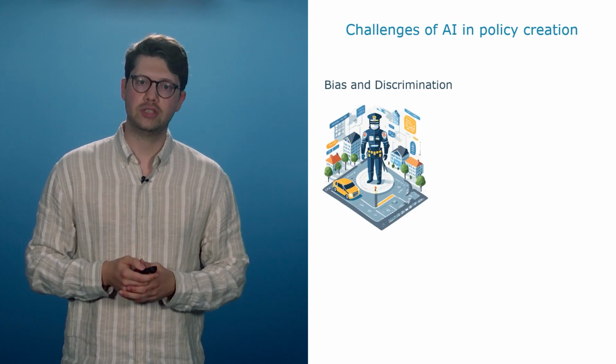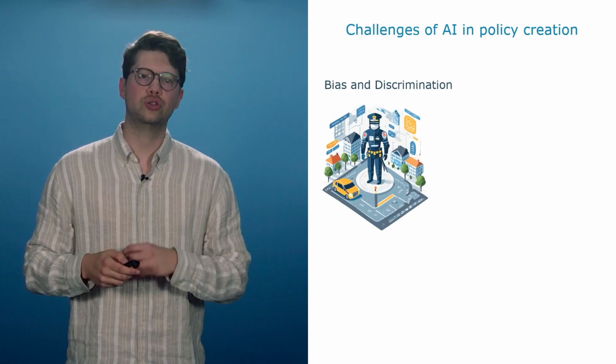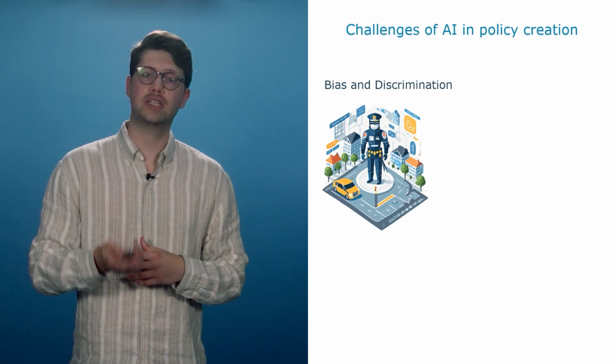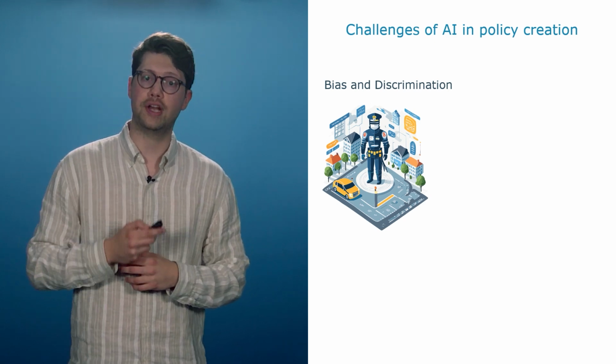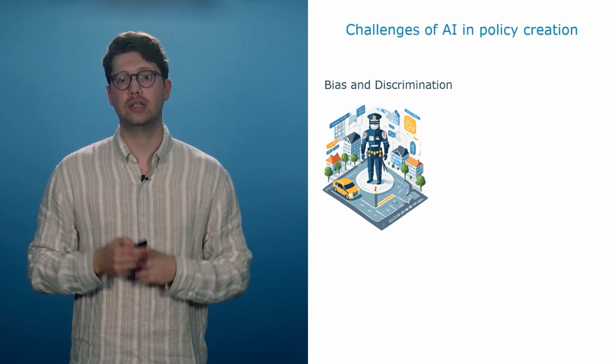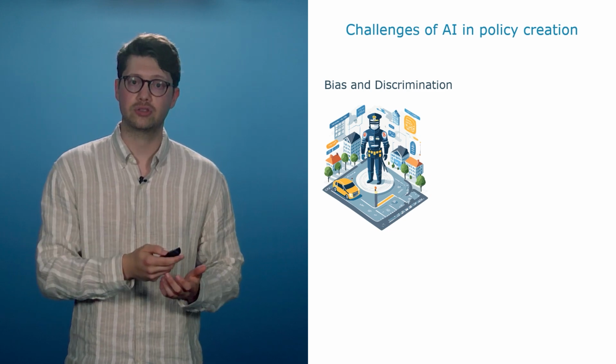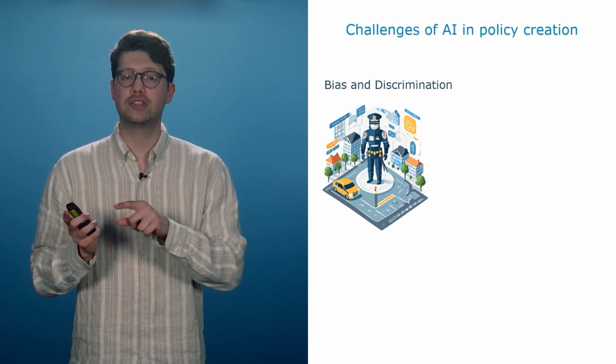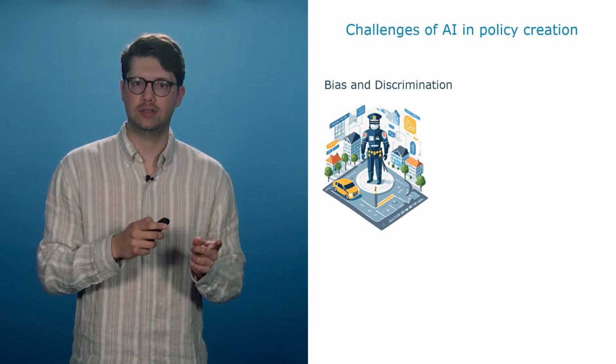Let's use predictive policing as an example. These systems are used to predict the probability of crime in a certain area and can proactively send law enforcement agents to that area. If the historical data used to train these systems is biased, such as reflecting over-policing in certain neighborhoods, this bias will be reproduced by the AI system.